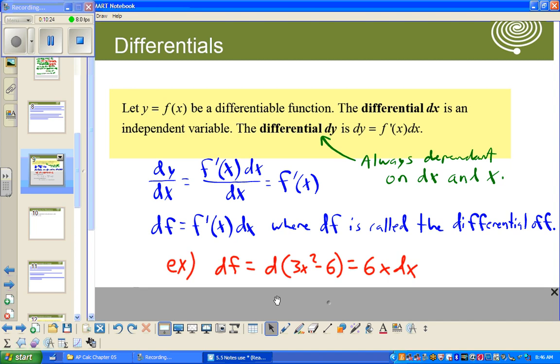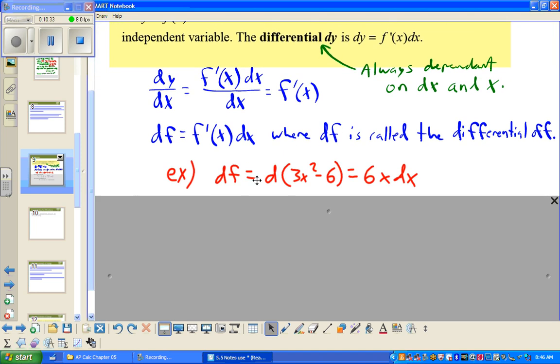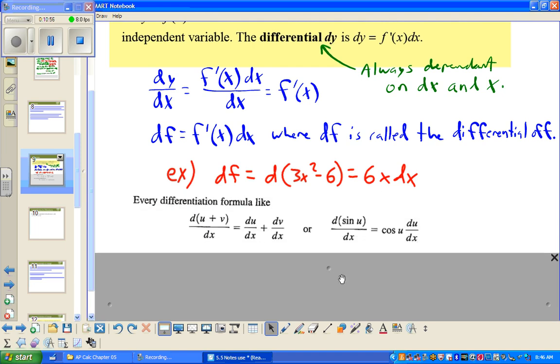An example of that is if I wanted to look at the differential of the function f, that would be the same as taking the differential of 3x squared minus 6. So obviously the function is 3x squared minus 6. The answer to that would be 6x dx, because you take the derivative of this just like normal. 2 times 3 is 6x. The derivative of negative 6 is 0. And you just tack on that dx at the end. And then this is in your book also.